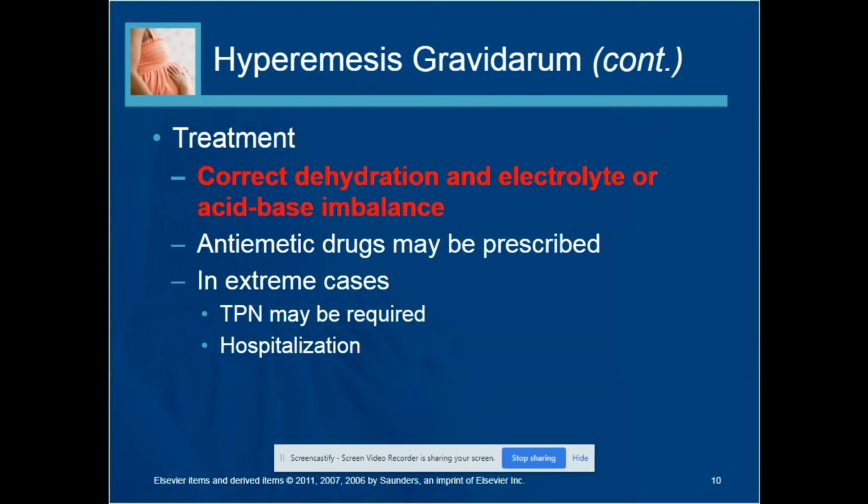Hyperemesis gravidarum may be related to the increased hormone levels the mother's body just can't handle. And the treatment is based on severity. So not everybody's going to get hospitalized in TPN. Some nursing diagnoses, if you can write down a couple of those that would be related to hyperemesis gravidarum, that will be helpful to you. Pause and do that for a second.